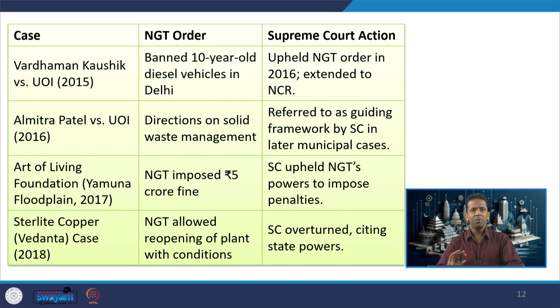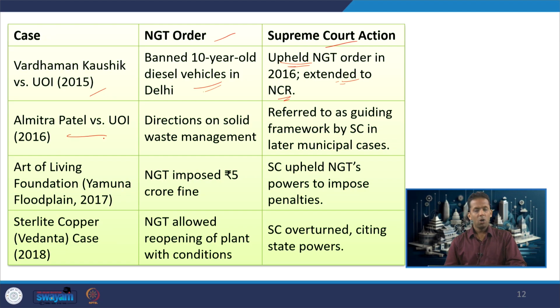In the last slide, we will have some cases where you can see the NGT orders were reviewed, upheld or removed by the Supreme Court. The first case study was about the ban on 10-year-old diesel vehicles, the Vardhaman Kaushik versus Union of India case. After NGT gave the order to ban the vehicles, when the government went to the Supreme Court, the Supreme Court actually upheld NGT's order in 2016 and also extended it to NCR. So, it did not change it, it accepted NGT's order and said it has to be followed. In fact, it extended it to the NCR region from Delhi.